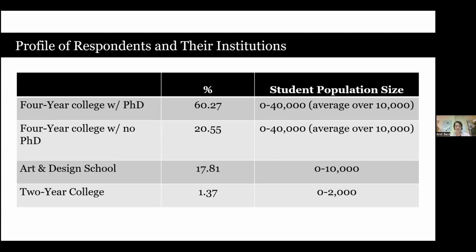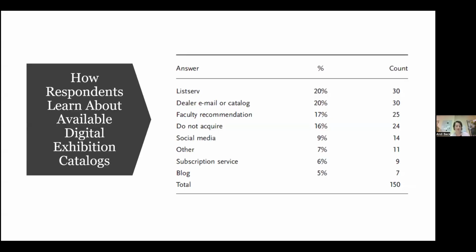While the results revealed several trends, for the purposes of my presentation today, I'm going to focus solely on two findings related to digital art exhibition catalogs. So the first is the awareness of available digital art exhibition catalogs. Results of the survey revealed the top 3 ways that librarians learn about available art exhibition catalogs, specifically digital. It's largely from, as you can see, listservs, dealer emails or catalogs, and faculty recommendations. And this slide shows the other ways that people mentioned that they learn about digital art exhibition catalogs. And I should mention too, it was a multiple choice option, so there's crossover, obviously.